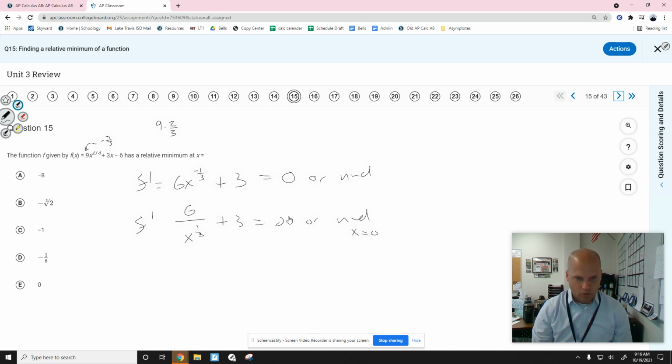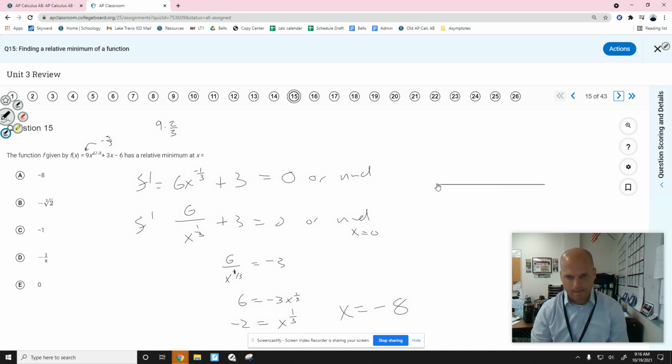So now I have to solve this equation equal to 0. I'm going to subtract the 3. That's a 1/3. I'm going to multiply by the x to the 1/3. Divide by 3. I get x to the 1/3 equals negative 2. Cube both sides. I get x equals negative 8. Okay. So on f prime, I should be putting down negative 8 as well as 0. 0 and negative 8 are our critical points.